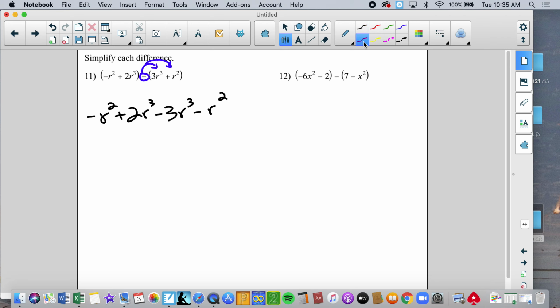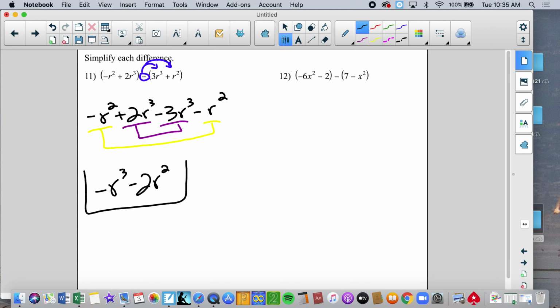Now we again go back to combining like terms. Like terms have the same variable to the same exponent. So 2r cubed minus 3r cubed gives us -r cubed. -r squared and -r squared is -2r squared. Remember, do not write a -1 as that coefficient of r cubed.